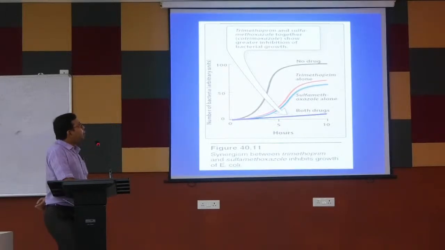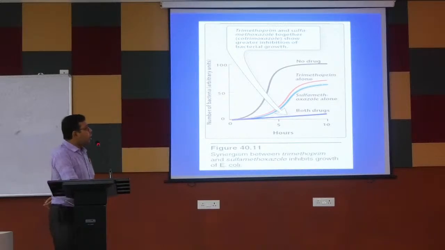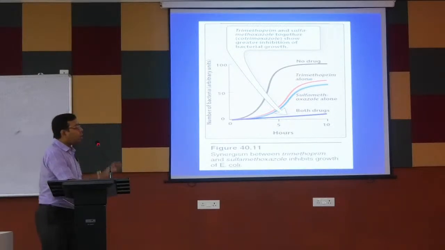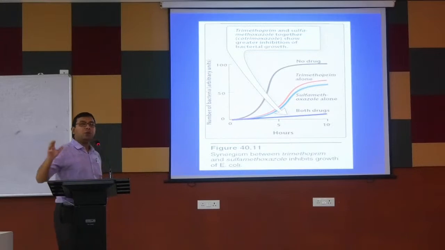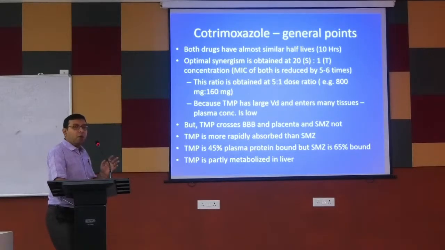You can see trimethoprim and sulfamethoxazole together show greater inhibition of bacterial growth. This is the number of bacteria in arbitrary units, AU, and this is the hour. With sulfonamide alone, trimethoprim alone, and sulfamethoxazole alone, you can see the bacterial growth. But when both drugs are combined, the violet line, there will be more killing of the bacteria. You can see the bacterial load is very low. So you can see how the bacterial load can be controlled when these two drugs are combined together.